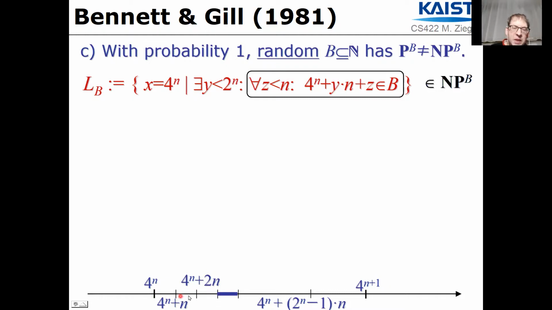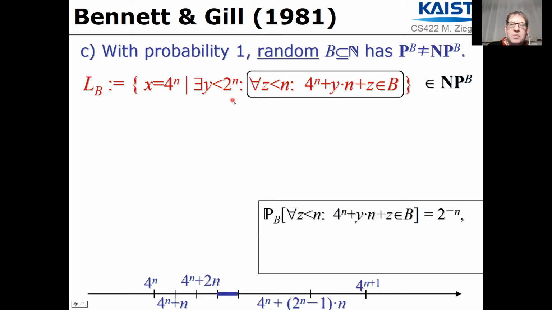So imagine all these intervals having the same length n, and the question is whether, among the exponentially many intervals, there exists such an interval that is entirely contained in B. So that's a graphical representation of this algebraic condition.